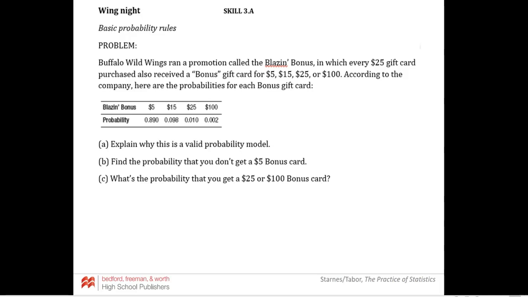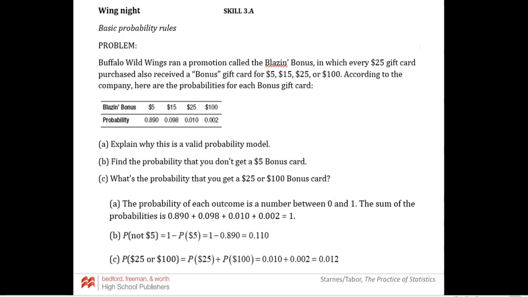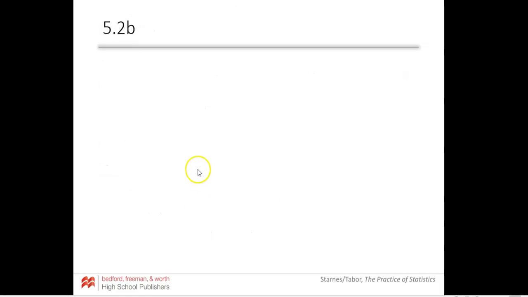Find the probability you don't get a $5 bonus when you buy a $25 gift card. So I would do 1 minus 0.89, whatever that is, would be your answer. It's a complement using the formula. What's the probability you get a $25 or $100 bonus card? So those seem mutually exclusive, so I'm just going to add up the 2 probabilities. So $25 is 0.01, $100 is 0.002, so that'd be 0.012, I believe. You're just adding those up. Okay, that's your lesson for today.